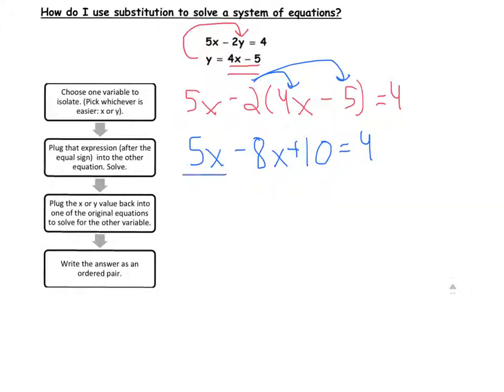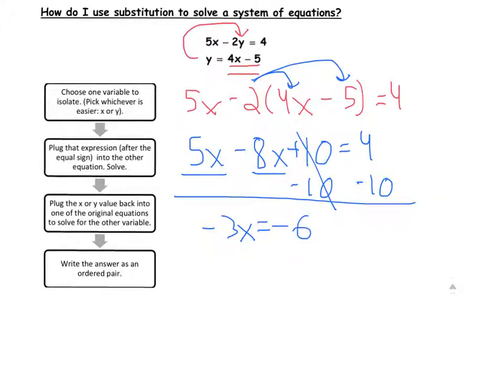On the left-hand side here, like terms, 5x minus 8x is going to be negative 3x. So negative 3x. And let me subtract the 10 over onto the other side so that I just have x by itself on one side. So I get negative 3x is equal to, and now 4 minus 10 is negative 6. So last step to solve for x, divide everything by negative 3. Negative 6 divided by negative 3 tells me that x is going to equal 2.